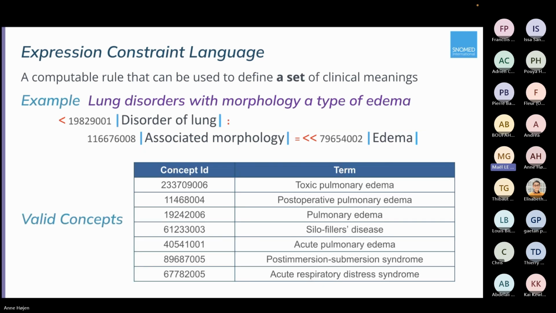Then the terminology server will execute this expression constraint, and it will look at the inferred definitions of the concepts in SNOMED and find those that match this criteria. So find all the concepts that are a subtype of disorder of lung that has exactly an associated morphology with a value that is an edema or any subtype of edema. And then that will result in a set of concepts. And this is really the computer processable power of SNOMED, that we can easily define the criteria, these are the concepts we want to extract.